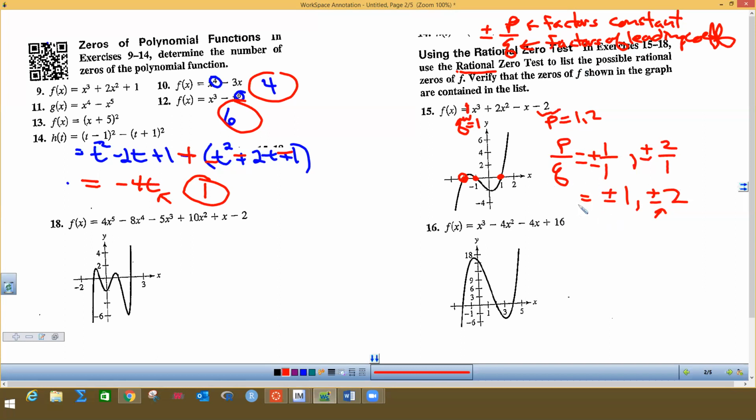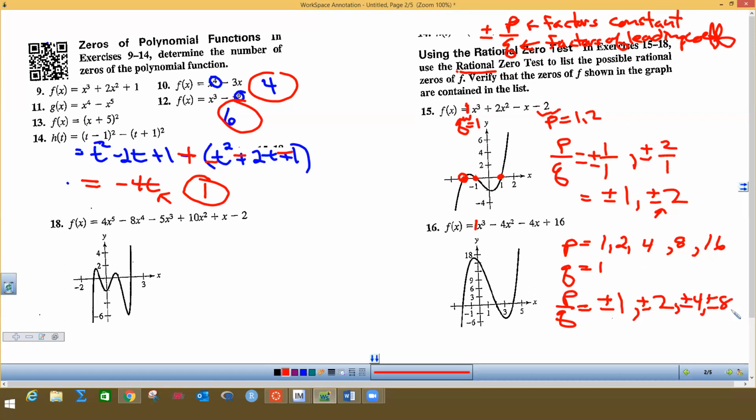Oh, I wasn't supposed to do that one. That's your homework problem. Looking at this one, your p factors are 16. The factors of 16 are 1 and 16, 2 times 8, and 4 times 4. Those are your possible p factors. Your q factors, again, there's a 1 there in front of the biggest exponent. So that means all of these over 1. So your p over q's are equal to positive negative 1 over 1, which is 1, positive negative 2 over 1, positive negative 4 over 1, positive negative 8 over 1, and positive negative 16 over 1.